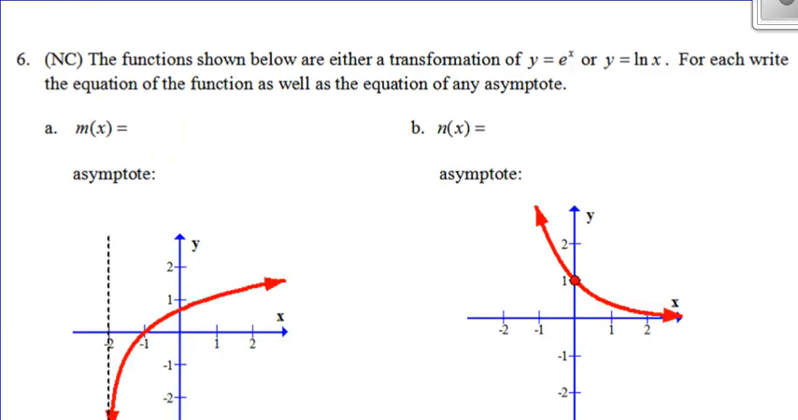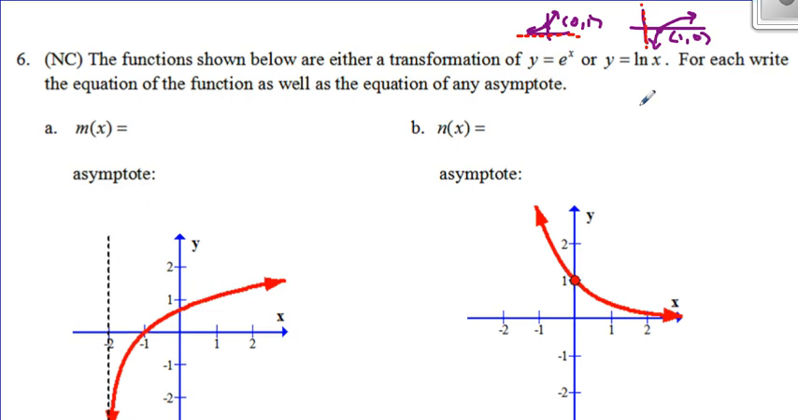All right, in this last problem, we are told that these are transformations of either e to the x or ln x. So it helps to know that the basic function for e to the x looks like that, and it goes through the point (0, 1), and ln of x goes like this, and it goes through the point (1, 0). Also helps to remember that e to the x has a horizontal asymptote, and natural log x has a vertical asymptote.